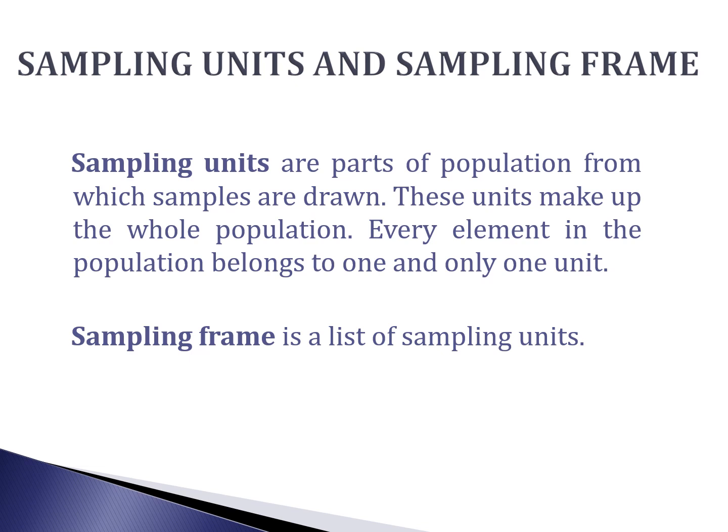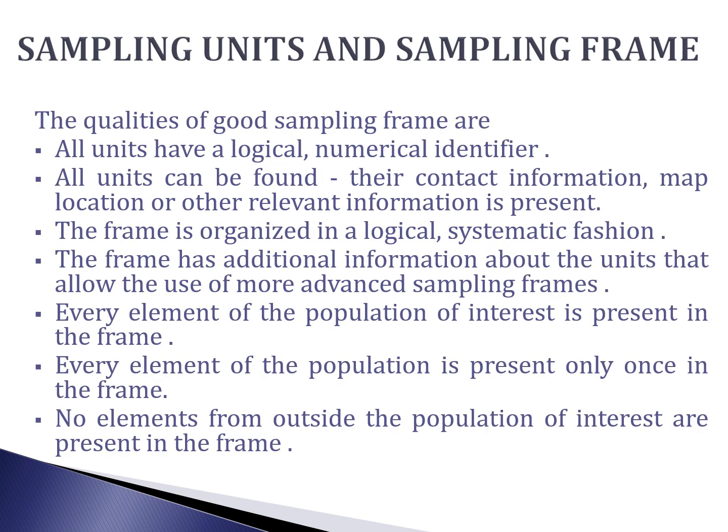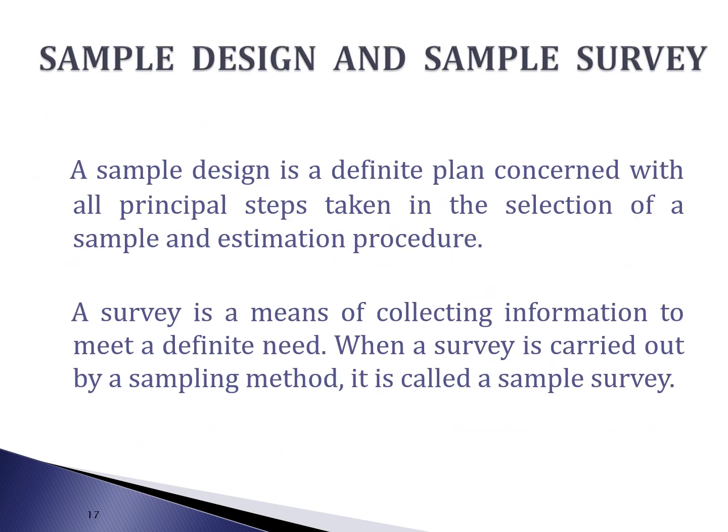Sampling units are the parts of the population from which samples are drawn. These units make up the whole population. Every element in the population belongs to one and only one unit. A sampling frame is a list of sampling units. And the third step is selecting or planning the sample design.